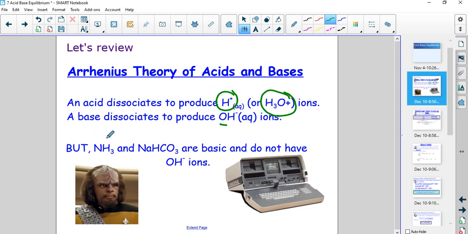So there were certain substances that did challenge this definition. Ammonia is certainly one of them. They tend to act like bases. Well, these two, and sodium bicarbonate, both of which tend to behave like bases, and yet you can't see that any of them have hydroxide ions.